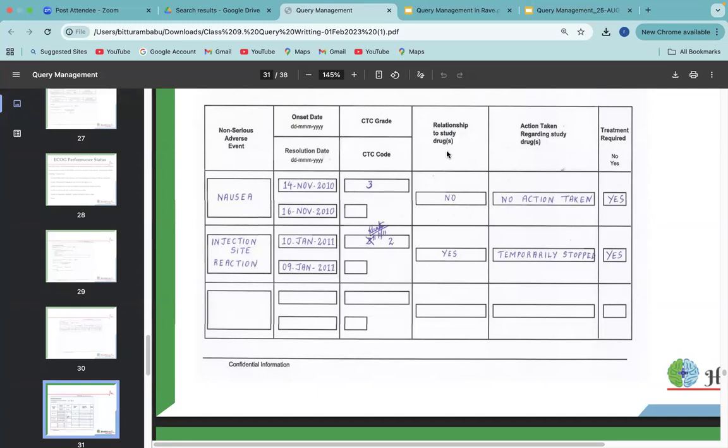Yes, sir. But sir, in CTC grade we have mentioned, why didn't we mention any CTC code for resolution date? Where is the resolution date? For the resolution date, they have not mentioned, right? Yes, sir. Okay, that is another error. Okay, anything else? I think that's all. Good.